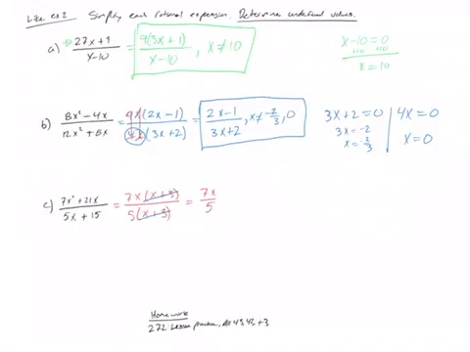Well, when does that denominator equal 0? That's whenever x plus 3 is equal to 0. 5 doesn't ever equal 0, right? So we don't have to worry about that one. So if I subtract 3 from both sides, I get x is equal to negative 3. So then x cannot equal negative 3.